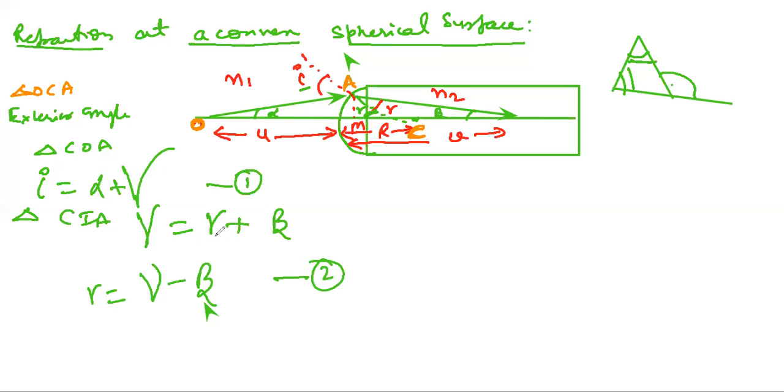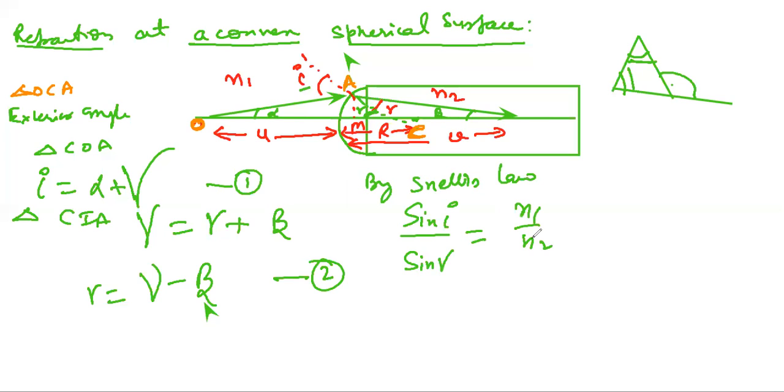Yes, sir. So next, by Snell's law. What is Snell's law? sin I upon sin R is equal to the refractive index, which is N1 upon N2. Do cross multiplication. N2 sin I is equal to N1 sin R. Any problem?